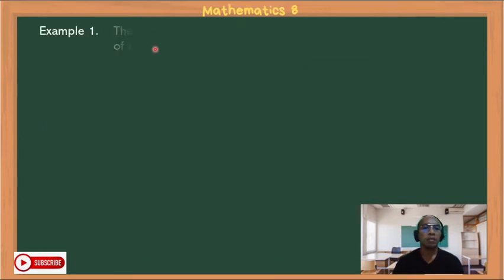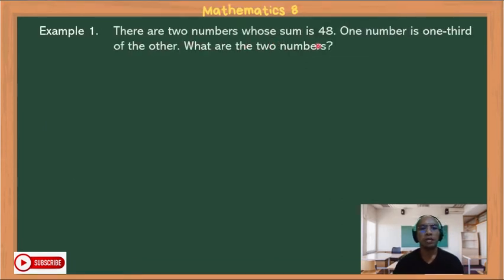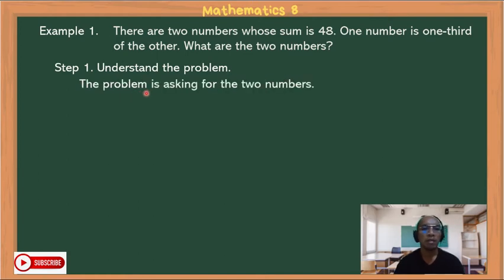Let's have example number 1. There are two numbers whose sum is 48. One number is 1/3 of the other. What are the two numbers? We have to solve this problem using the same method, which is the Polya method, in which the first step is to understand the problem. This problem is asking for the two numbers, and we will let the first number be x. Then according to the second condition, the other number is 1/3 of the first. So if x is the first number, the second number is 1/3 of x.